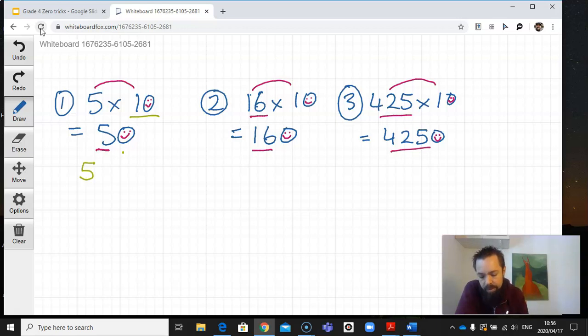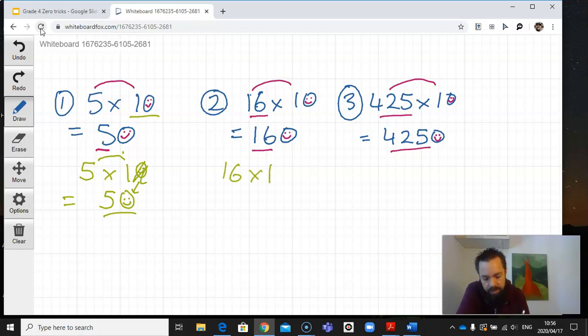So let me rewrite that question 1 underneath and show you what I mean. I'm going to ignore the 0 and I'm going to write it down there. In fact, let me cross it out. Now I'm going to say 5 times 1 is 5 and put it in front of my 0. And in fact, 5 times 10 is 50. So by just dropping my 0 down like that, I made my maths a lot easier because I could do 5 times 1 instead of trying 5 times 50. Now that's quite an easy one, but the same is true for this one.